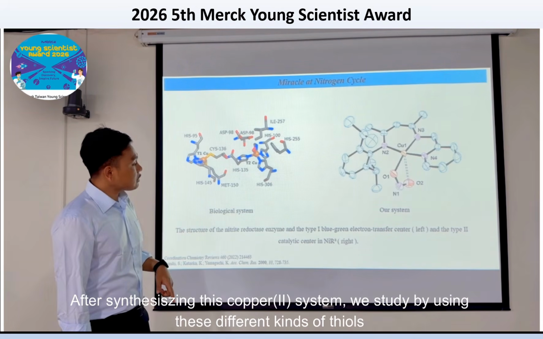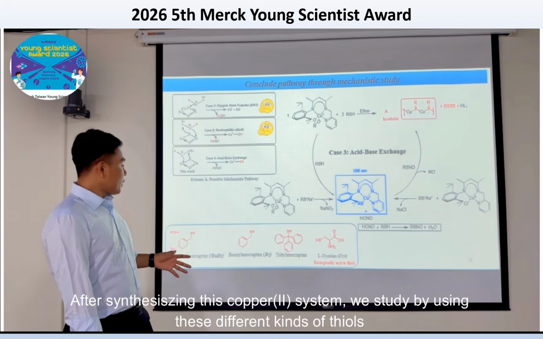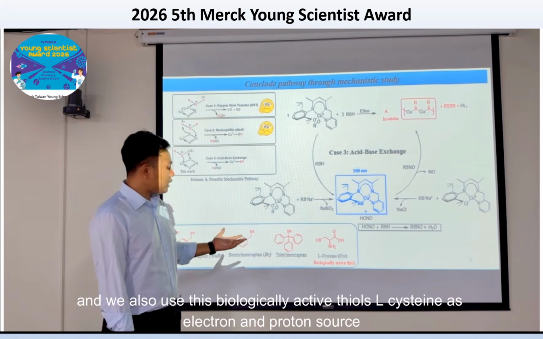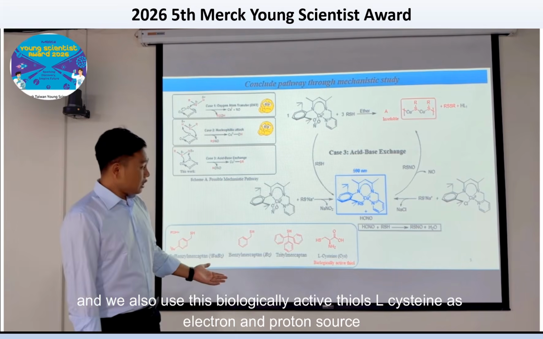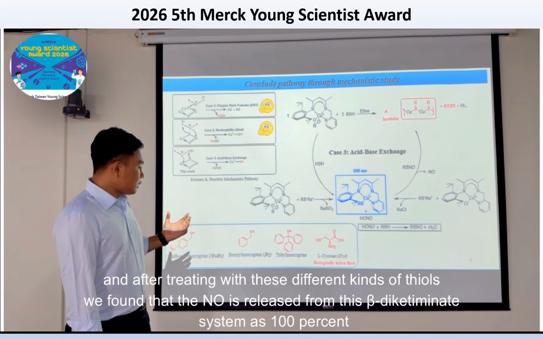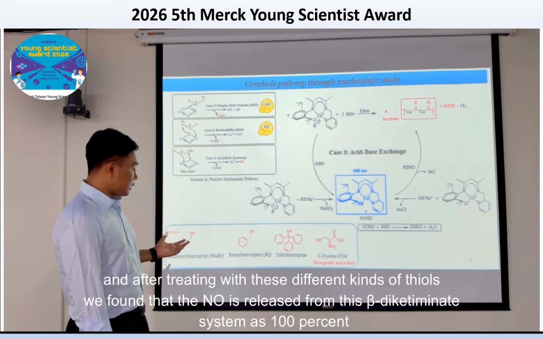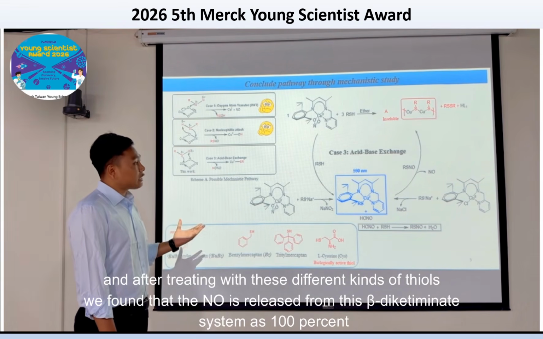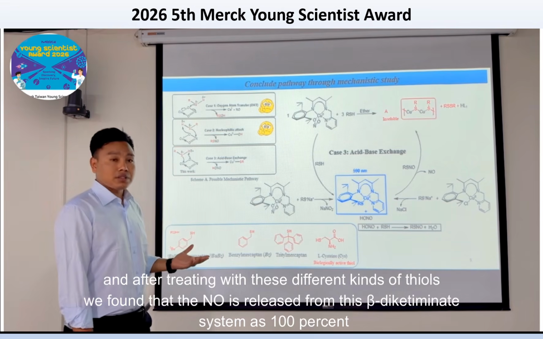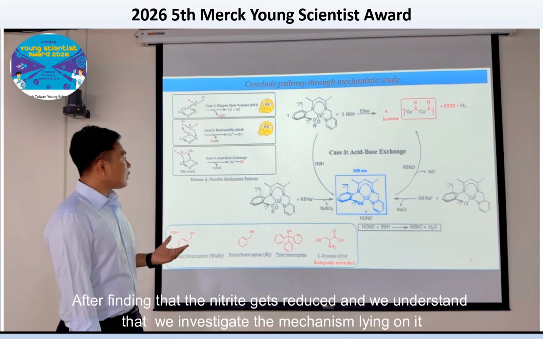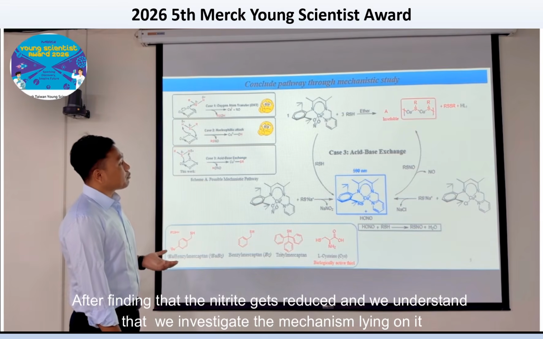After synthesizing this copper(II) system, we studied it using different kinds of thiols, and we also used biologically active thiols like L-cysteine as an electron and proton source. After reacting with these different kinds of thiols, we found that NO is released from this beta-diketiminate system at 100%. So nitrite gets reduced, and we then investigated the mechanisms behind it.